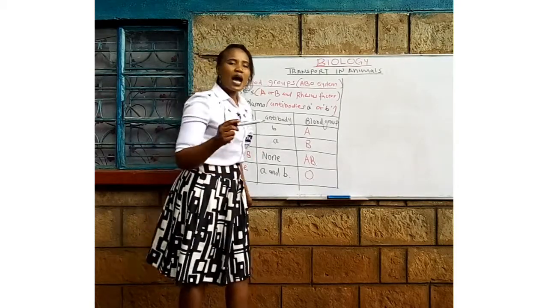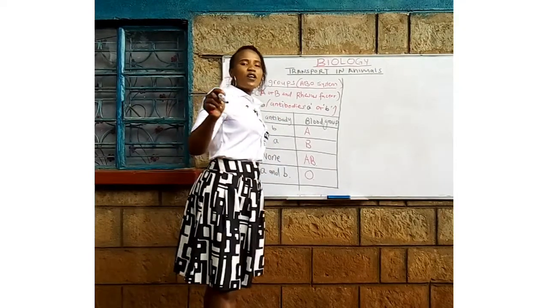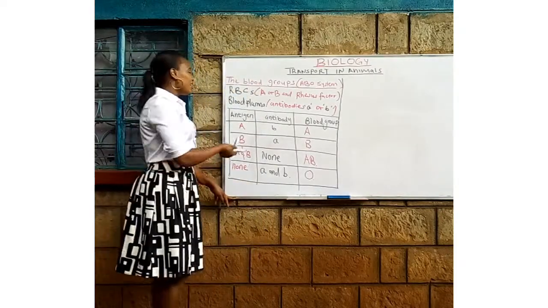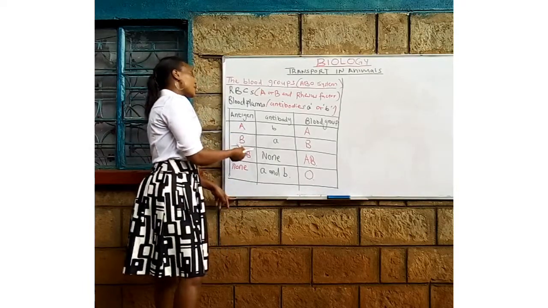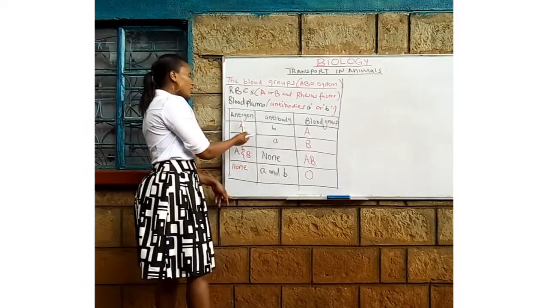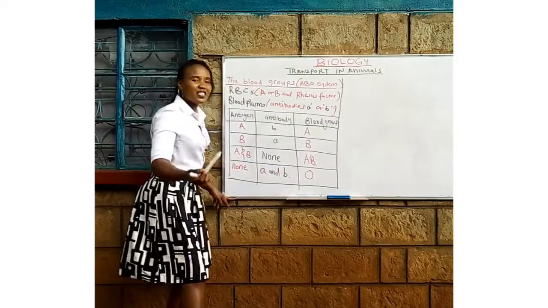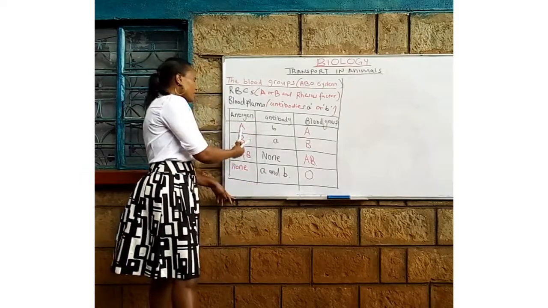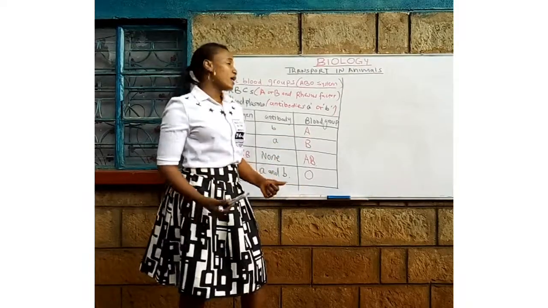Another question we asked ourselves: what are the proteins present in the blood of an individual that determine the blood group? We said it is antigen A and B. So the presence of antigen A brings about blood group A, the presence of antigen B brings about blood group B, and the presence of both antigens A and B gives us blood group AB, and the absence of both antigens A and B gives the corresponding blood group O.